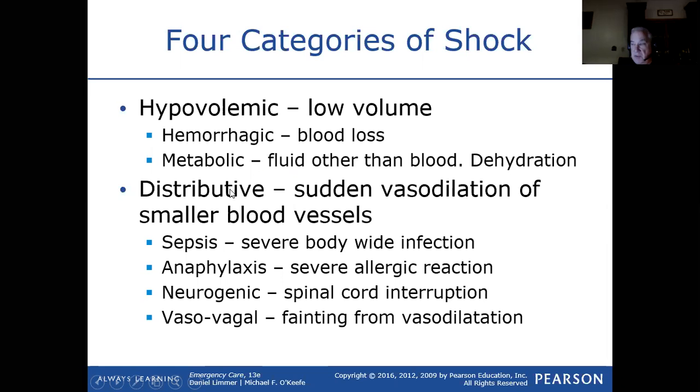Then we switch to a different category where all the shocks in this category, the sepsis, the anaphylaxis, the neurogenic, and the vasovagal, are caused because the blood vessels suddenly dilate or get bigger, right? So dilation means that a tube gets bigger. If it's your lungs, it's called bronchodilation. If it's your blood vessels, it's called vasodilation. And if the blood vessels get tighter, it's called vasoconstriction, okay? And if it's the air passageways, it's called bronchoconstriction.